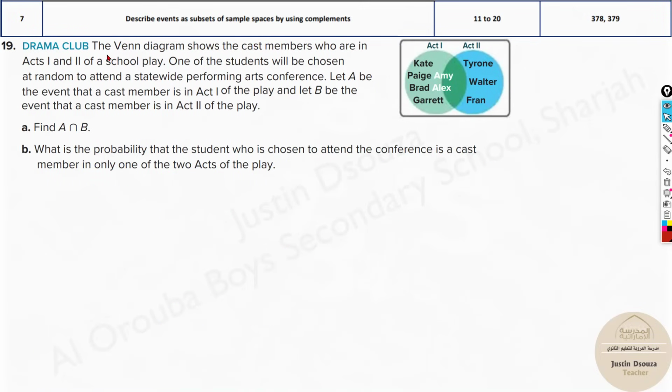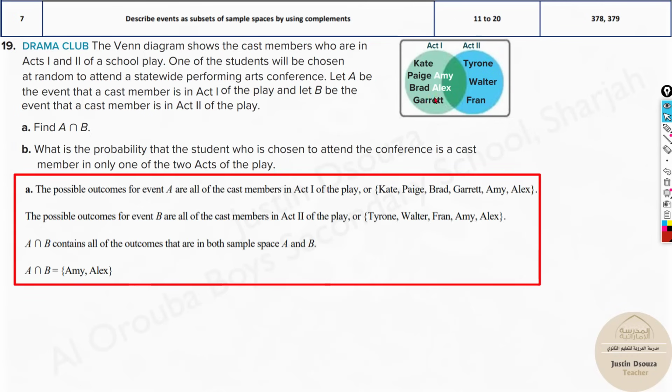Now the Venn diagram shows the cast members who are in acts 1 and 2 of a school play. One of the students will be chosen at random to attend a statewide performing arts conference. Let A be the event that a cast member is in act 1 and let B be the event that the cast member is in act 2 of the play. So you can see over here act 1, all these, act 2, this much. You can see there are 2 overlapping, that is Amy and Alex. They are in both. Find A intersection B, that is Amy and Alex. They are the answers, A and B, Amy and Alex.